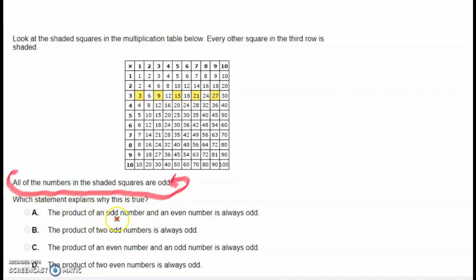The product of an odd number and an even number is always odd. That is not true. The product of two odd numbers is always odd. That is true. Same, 3 times 3, 9. 3 times 1, 3. So that is true. The product of an even number and an odd number doesn't apply here. The product of two even numbers is always odd. So the correct answer is B.